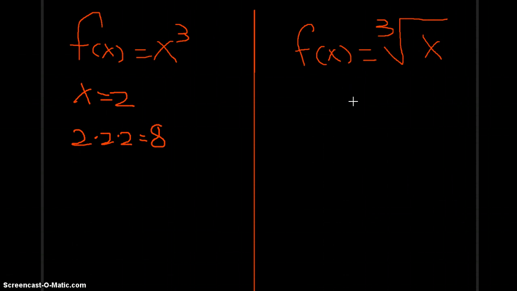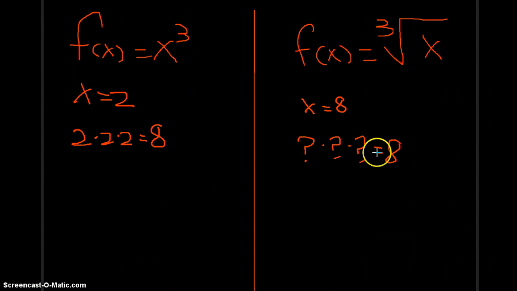On the other side, instead of having a number times itself 3 times to get our solution, we have to ask ourselves what number times itself 3 times would get this solution. So instead of saying that x equals 2, I'm going to say over here that x equals 8. And now we have to figure out what number times itself 3 times will give us 8.